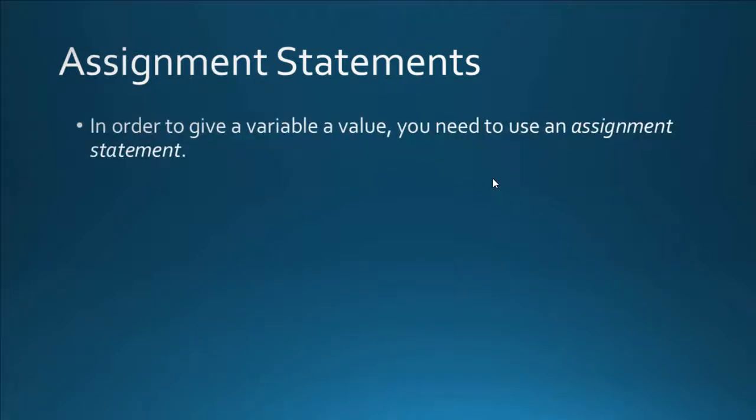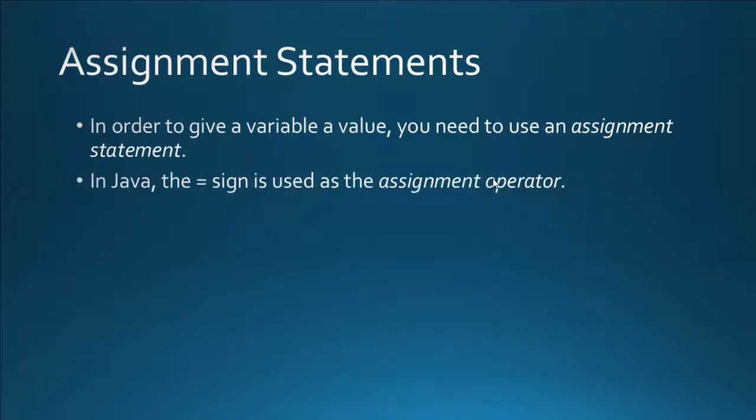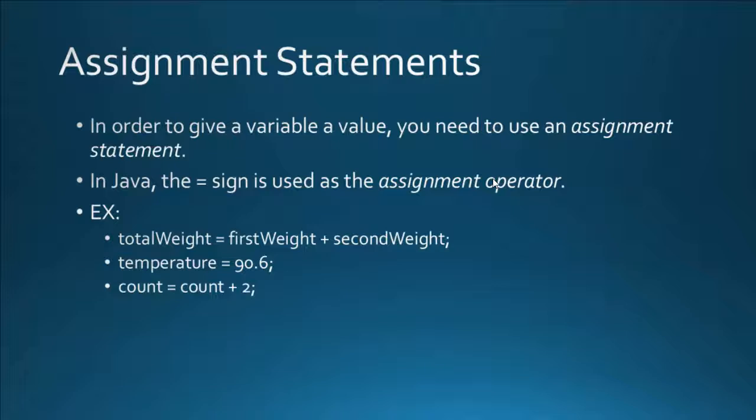All right. So in order to give that variable a value, we have to use what's known as an assignment statement. All right. In Java, we use the equal sign as our assignment operator. So here's some quick examples. Total weight is equal to first weight plus second weight. Temperature equals 90.6. Count equals count plus 2.